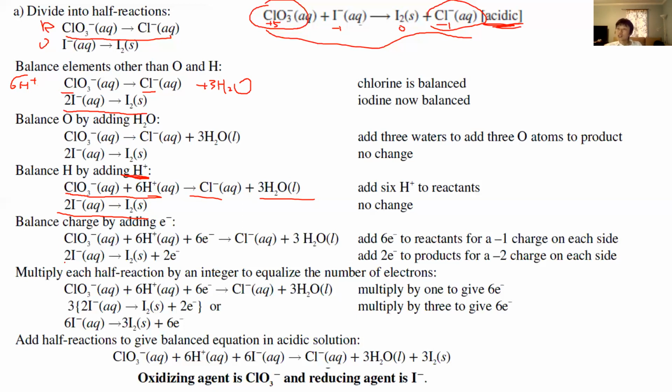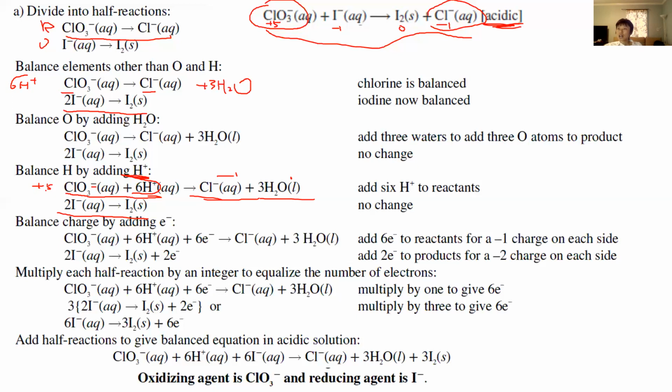On this one, I have a -1 here, but +6 here. So overall, I have +5. On the right hand side, I have 0 here, -1 here. So I have to balance the charge. That means I have to add electrons to the side that has a higher charge.